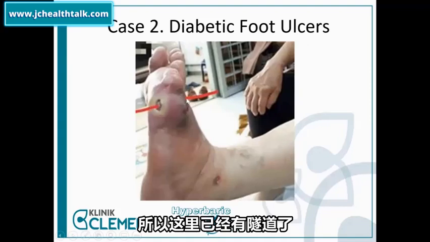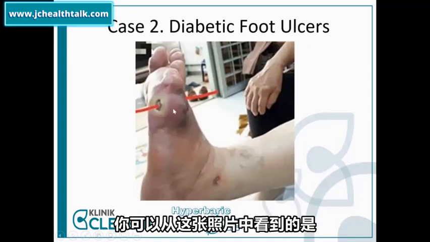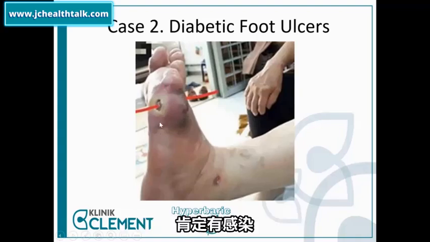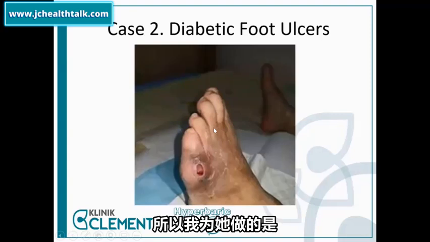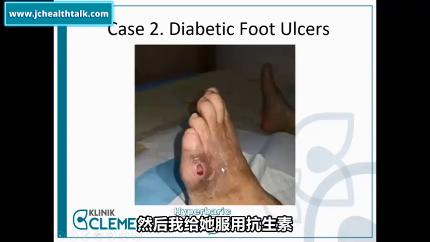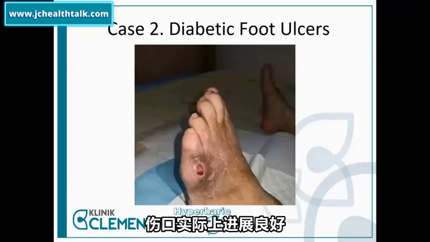So there is a tunnel already. And what you can see from this picture is, you see this red area here, there is definitely some infection. And then the whole foot was swollen and painful. Those are also signs of infection. So what I did for her was, I did a minor surgery to drain off all the pus, and also cleaned up all the dead tissue inside, and then I gave her antibiotics, and then we did daily good wound cleaning, and the wound was actually making good progress even on the second day.